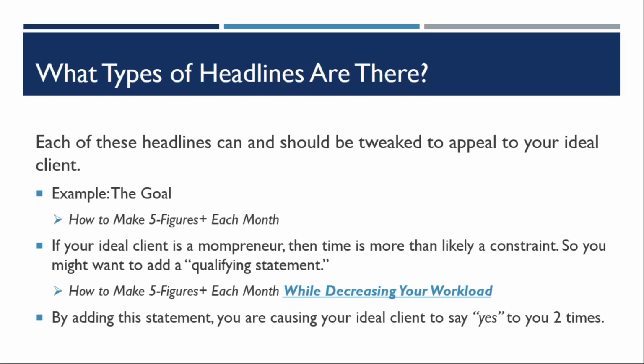By adding this statement, you're causing your ideal client to say yes to you 2 times. So at the beginning of that statement, you see how to make 5 figures plus each month, and you're like, yes, I want to make 5 figures plus each month. And then they read while decreasing your workload. It's like, yes, I want to decrease my workload. So they've already said yes 2 times in that headline. So that's a definite plus, because that's really drawing your ideal client's attention to what you have to offer. It's going to get them to actually click and go to that lead page.